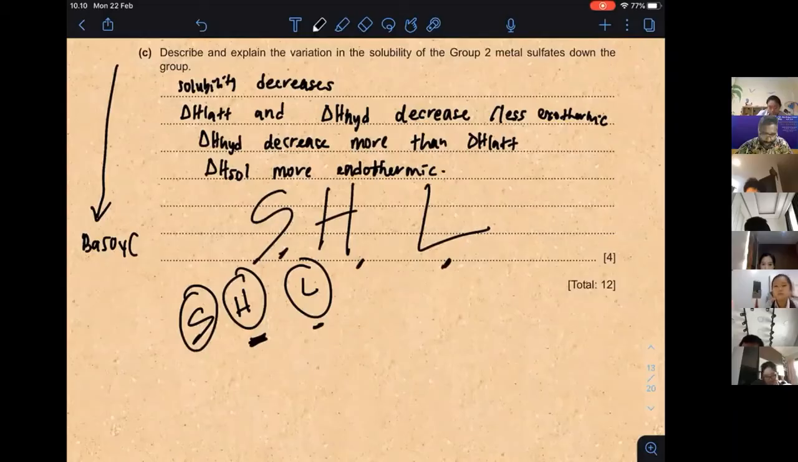But if they are asking for hydroxide, why is hydroxide different? Hydroxide solubility will increase. So you just need to say this one increases. This is also going to decrease, but your lattice energy will decrease more than hydration. Therefore, your enthalpy of solution will be less endothermic. That is going to explain hydroxide. So please remember these two.